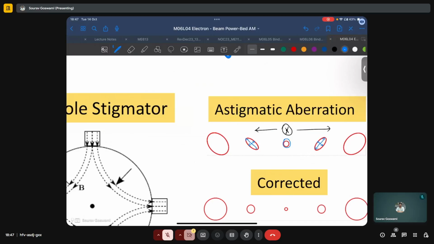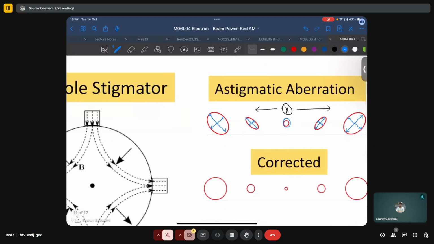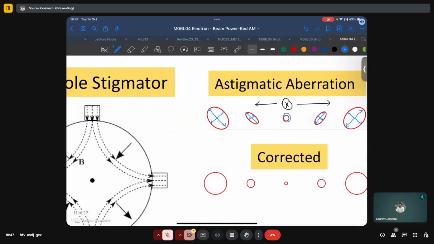And as we move further away, this astigmatism error can increase. Whereas with a corrected electron beam, while the area of cross section may indeed increase, the shape will not be distorted.